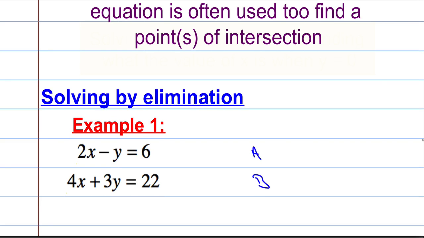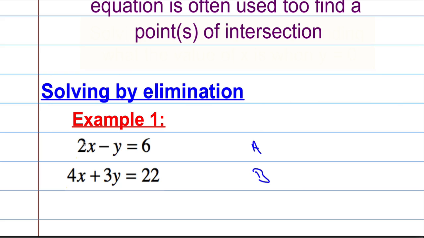Now, in order to eliminate, we need the coefficient, that's the number in front of a variable, so the coefficient of the x's need to be the same, or the coefficient of the y's need to be the same. So I'm looking at these two equations here, A and B, and I'm thinking, well, if I double equation A, the coefficient of x will be the same for both.